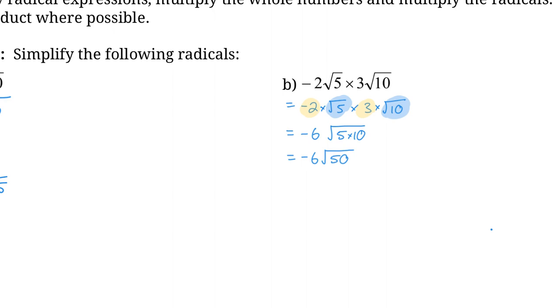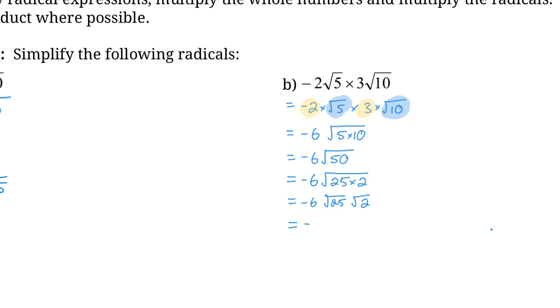So that could actually be simplified even further. Looking at this square root of 50, if we think about factors of 50, well, 25 is a factor of 50, and 25 is a perfect square. So this would just become negative 6 and square root of 25 times 2, which is equivalent to negative 6 times the square root of 25 times the square root of 2. And that square root of 25 is really 5.